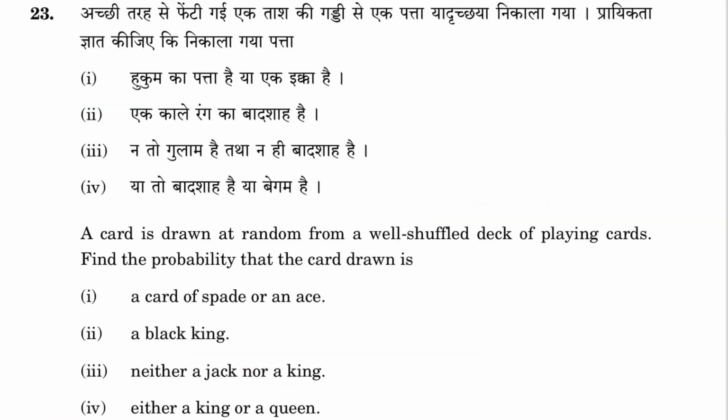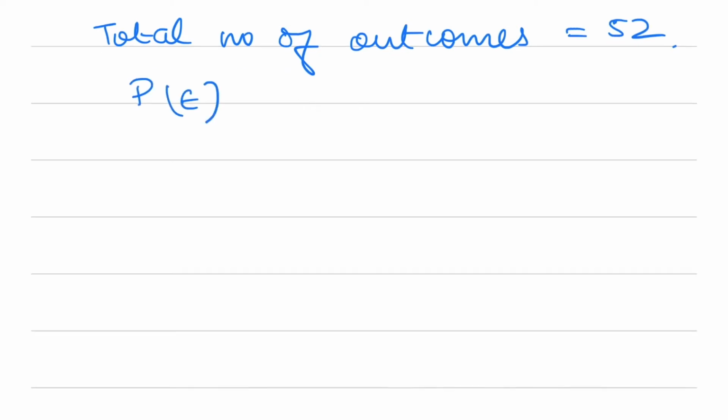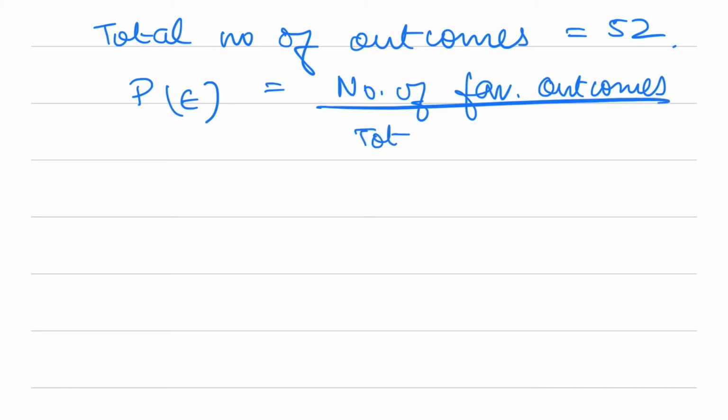Question number 23rd. In this question, they say a card is drawn at random from a well shuffled deck of playing cards. So we know there are 52 cards in a deck. So total number of outcomes will be 52. We can write down the formula for probability. Probability of an event is equal to number of favorable outcomes by total number of outcomes.